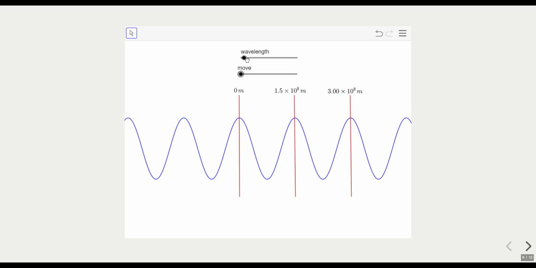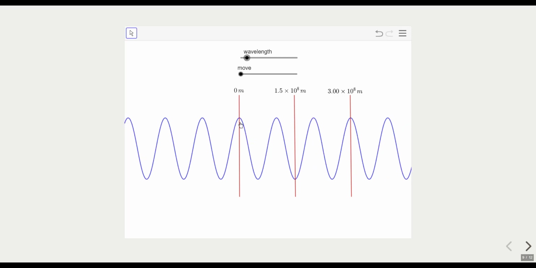Let's just do one more. Let's change the wavelength again. Same thing. The distance, this crest has to take 1 second to get from here to there to have a speed of 3 times 10 to the 8th meters per second. But of course you can see 3 waves will pass in that same amount of time.